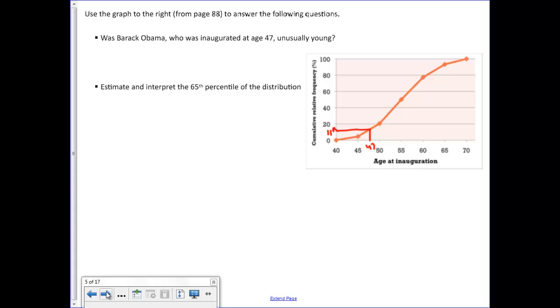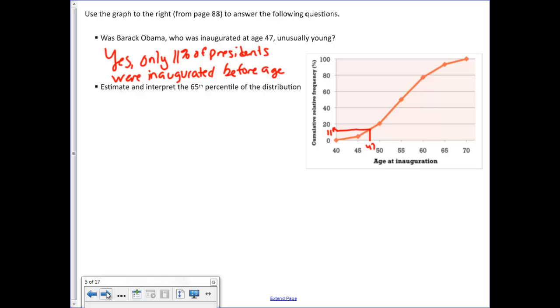So was he unusually young? Let me try and talk you through this. We could say, yes, he was young. Why? Only 11% of presidents were inaugurated before age 47. So if we have all this information of all the presidents, where do these presidents lie based on their age? So now this is kind of the flip side of it.